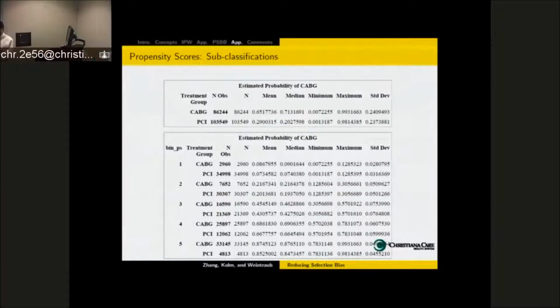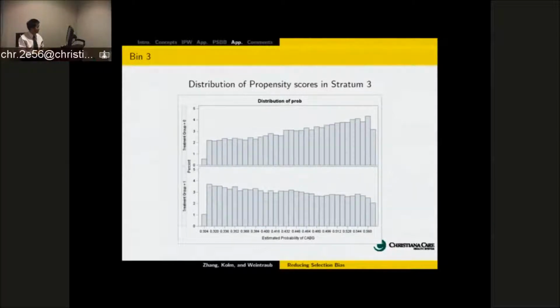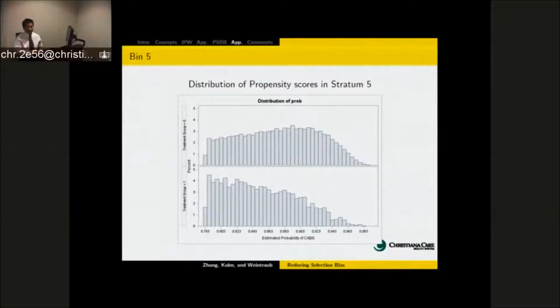And then after we subgroup this propensity score, we can see that for bin 1, 0.09, 0.07, and just for the bin 2, or bin 3, bin 4, and bin 5, we can see after subclassifying the propensity score, this distribution are pretty balanced. Okay, now let's visually look at the distribution of propensity score for the different groups. This is the bin 1, this is the bin 2, this is the bin 3, bin 4, and the bin 5.